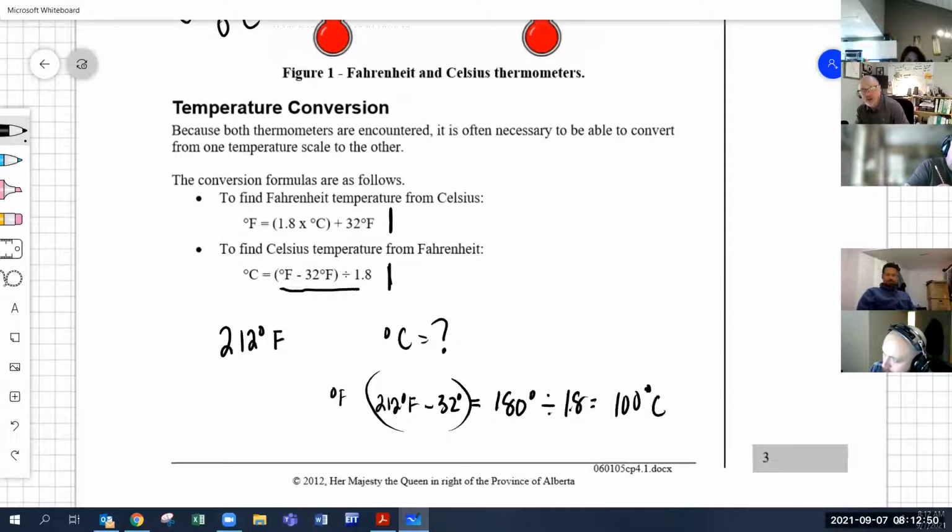You need to have these in the back of your mind somewhere. I will ask you a question or two on the final exam on converting Celsius to Fahrenheit.